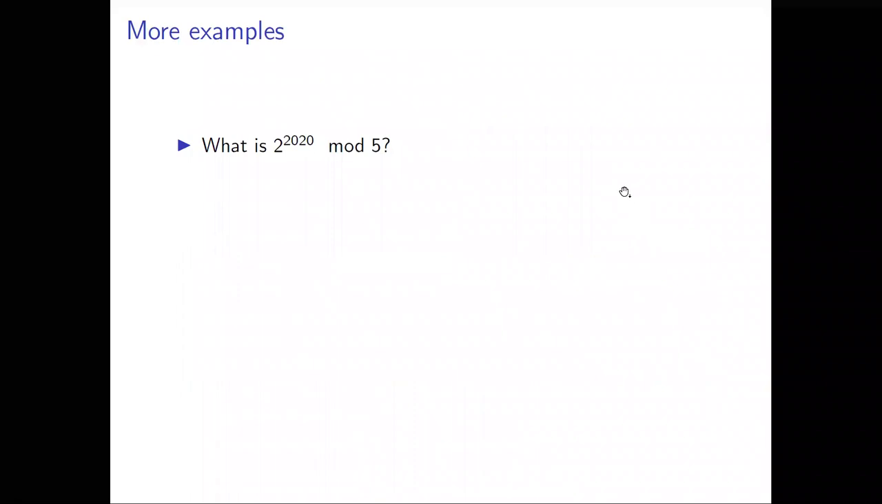And here are a couple more problems. You might find these a little more interesting than the last ones we saw, because these have some exponents. What is 2 to the 2020 mod 5? When you see a problem like this, I encourage you to look for patterns by investigating small cases. This is advice that I've given before too. We'll try the small exponents first, since we're talking about an exponent problem here. Those are our small cases.